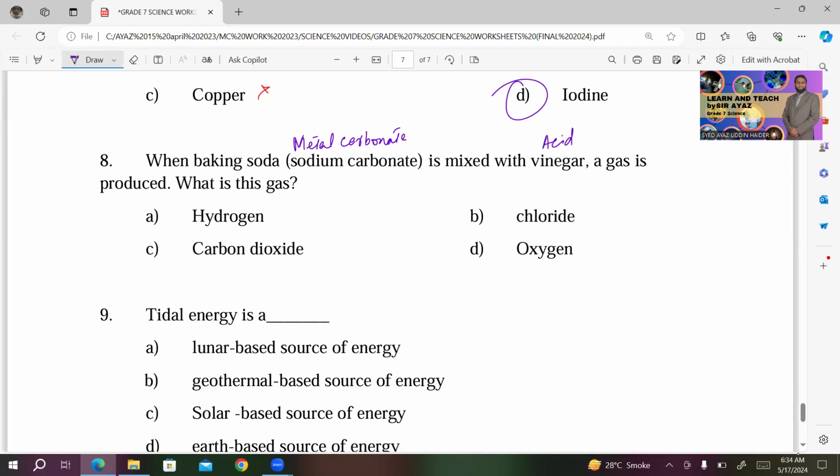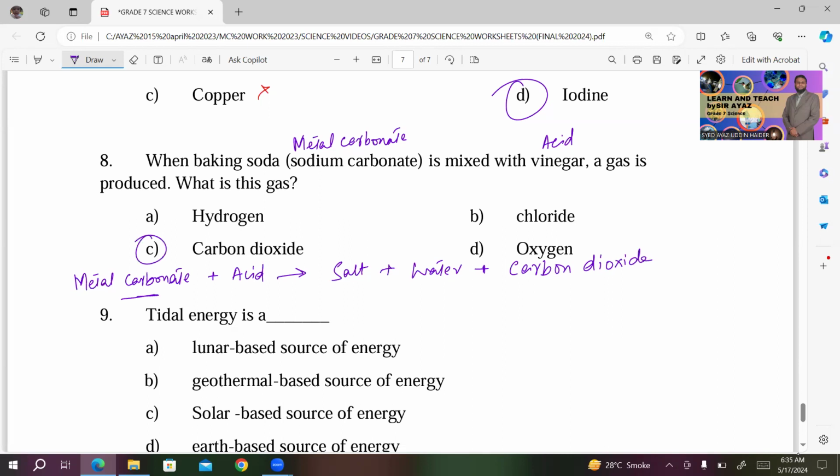So whenever metal carbonate reacts with acid, you will get 3 products. One of the products must be salt, or you can even write metal salt, plus water, and there is a gas produced. You see the name carbonate, you must get carbon dioxide gas. So I will write carbon dioxide. So C must be the right answer for number 8.